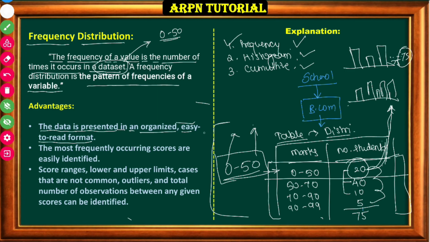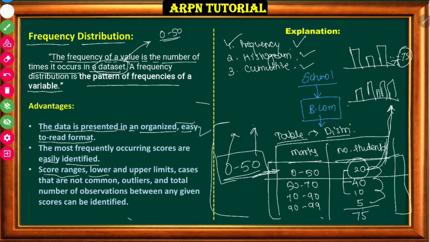So if I represent this as a frequency distribution, it will be really easy to understand the actual score capacity, and also the range of talent in the class. All right, this is one advantage. Second, the most frequently occurring score ranges are easily identified. Like I said, it is very easy to represent.